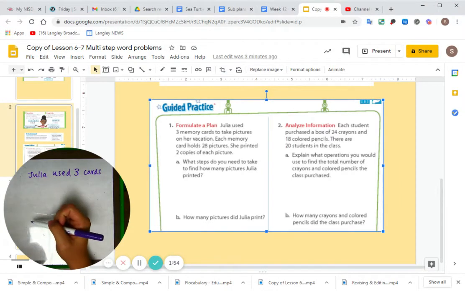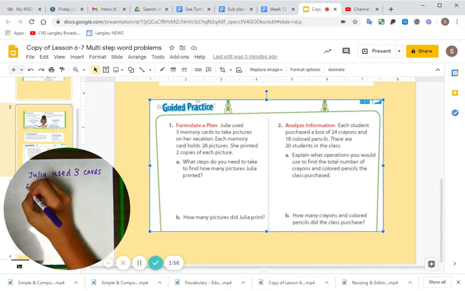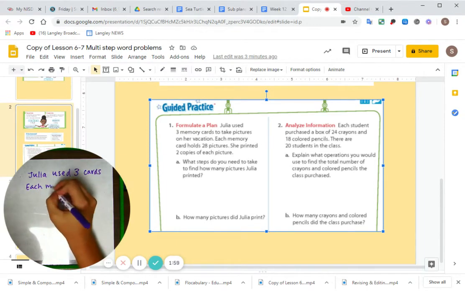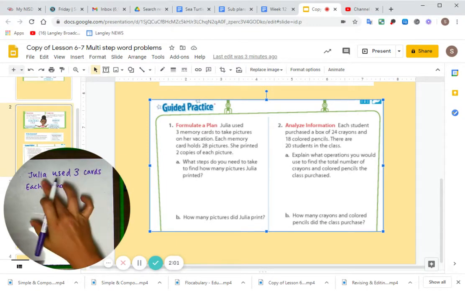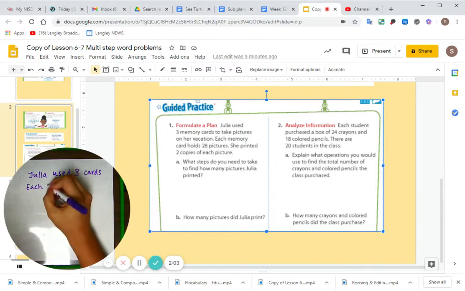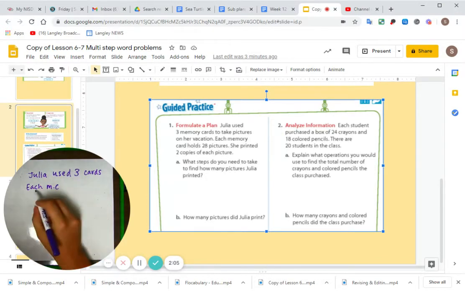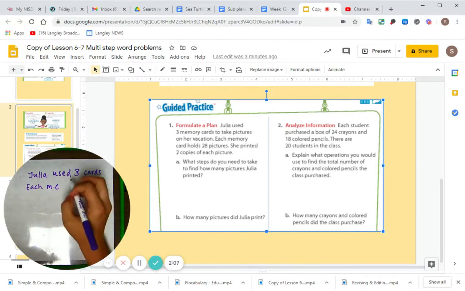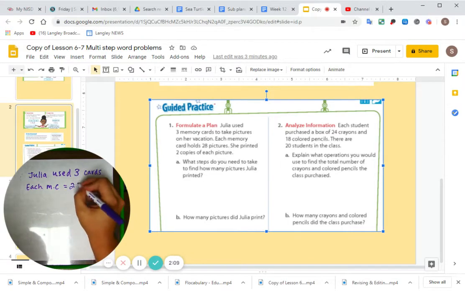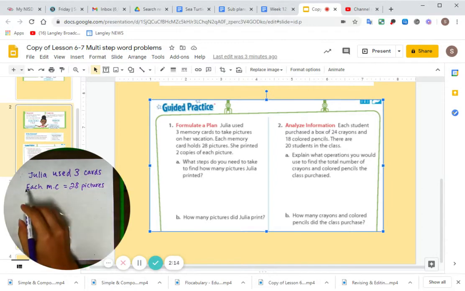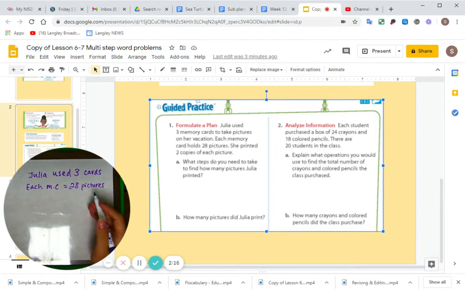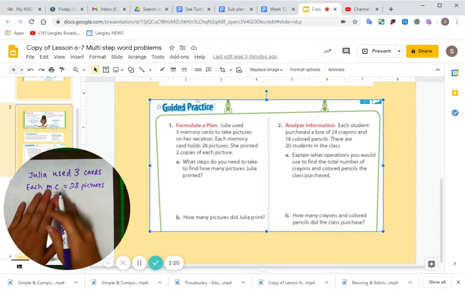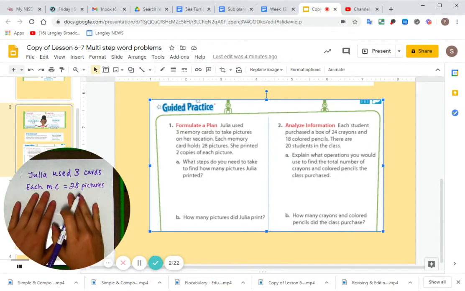Each memory card holds 28 pictures. So each memory, whoops, you know what? I'll put MC. M.C for memory card. Each memory card holds 28 pictures. So 28 pictures. Okay, now notice, I'm not rewriting the entire sentences. I don't want to create more work for you. Okay, I'm just putting it in short bits of information that I can look at quickly.